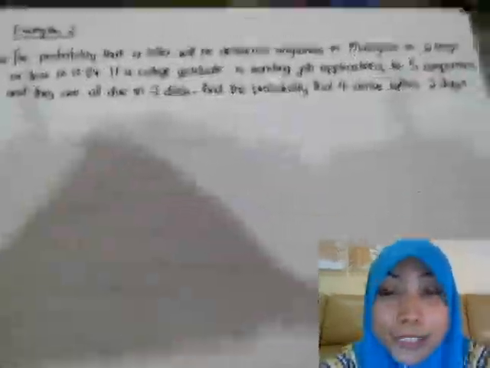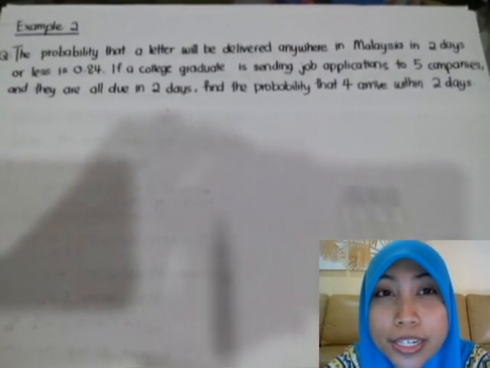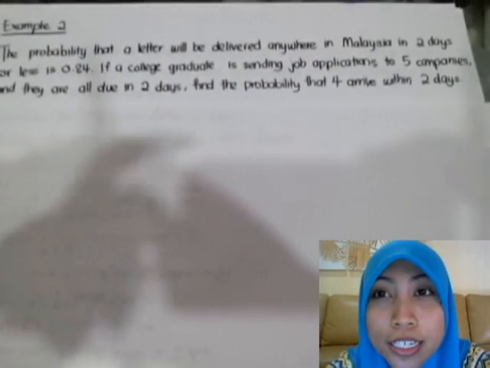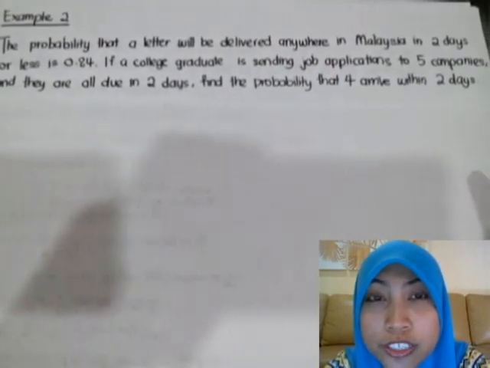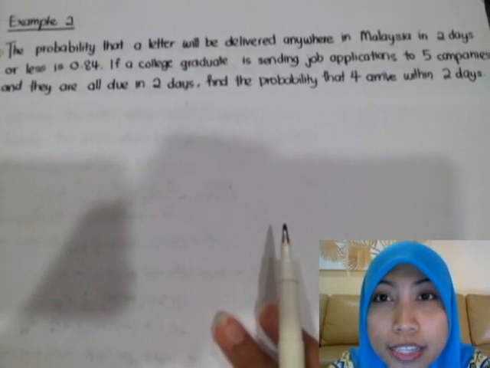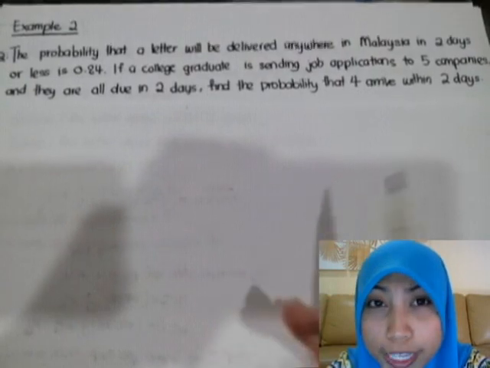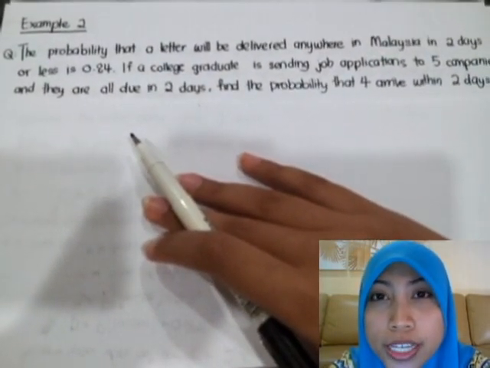Alright, example 2. The probability that a letter will be delivered anywhere in Malaysia in 2 days or less is 0.84. If a college graduate is sending job applications to 5 companies and they are all due in 2 days, find the probability that 4 arrive within 2 days.